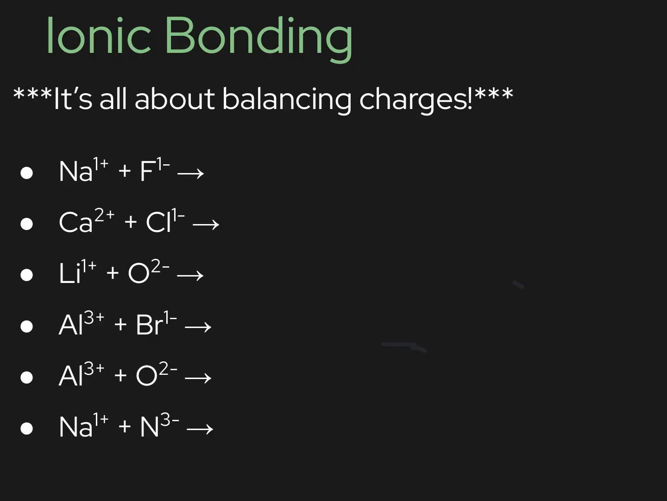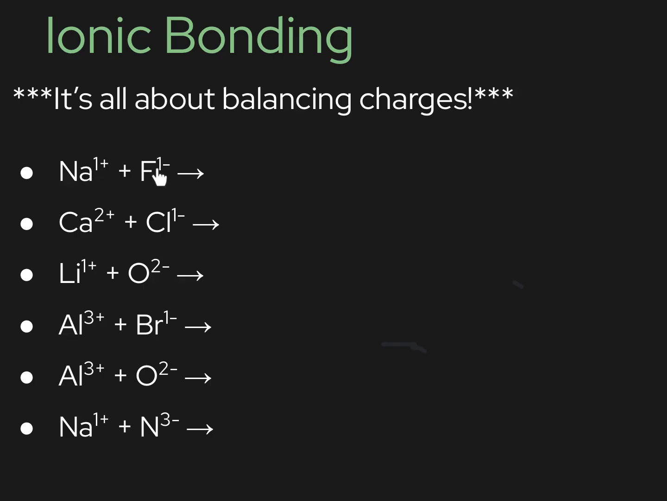So now it's time to make some ionic compounds. And in order to make an ionic compound, it's all about balancing the charges. Because when the cations and the anions come together, they need to combine in a ratio in which there are no charges left over. All the positives and all the negatives need to cancel out. I'm going to take you through a couple of examples here and show you a trick that will work almost every time. Now, let's first take a look at sodium and fluorine.